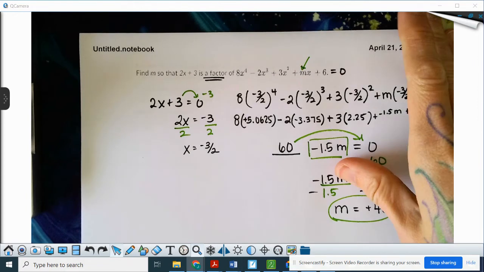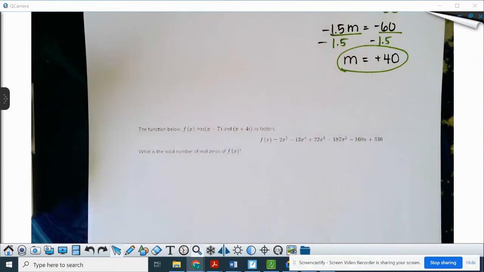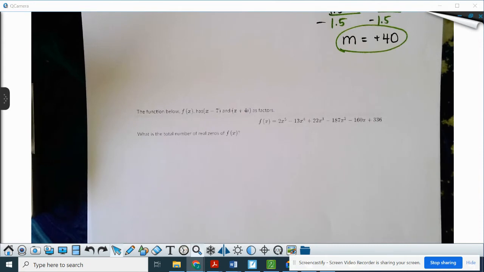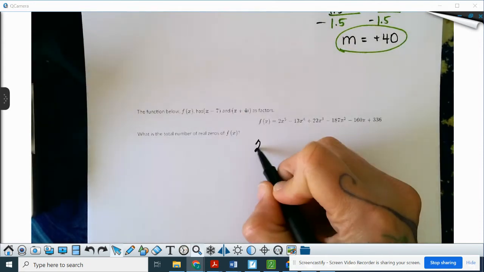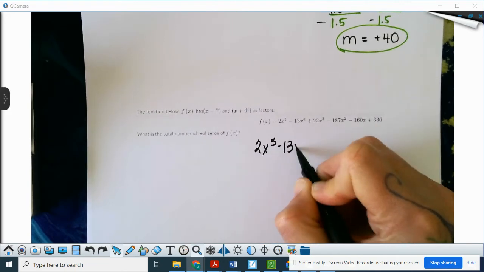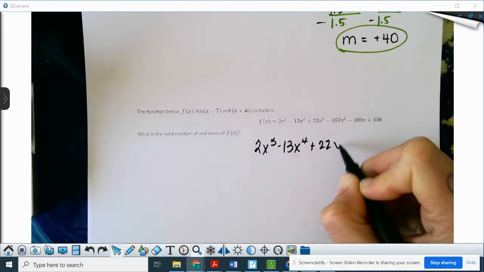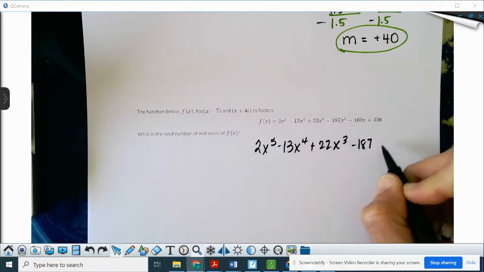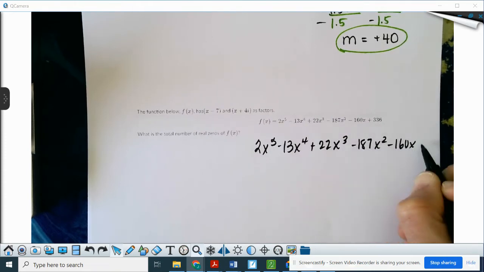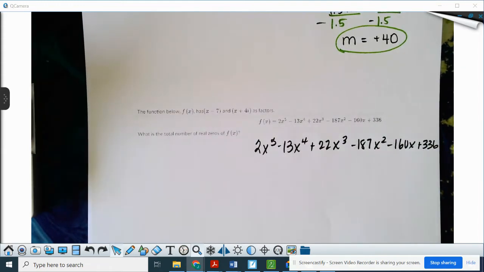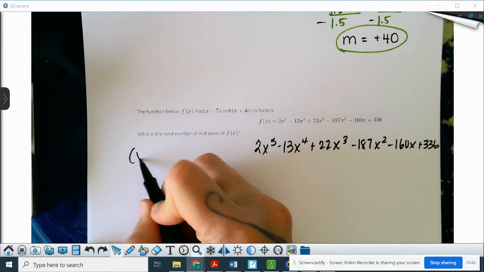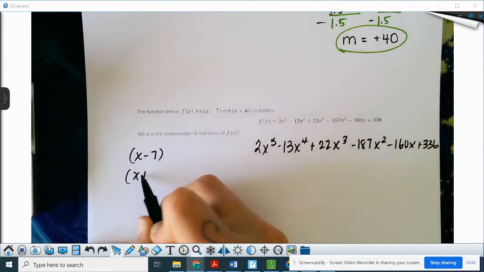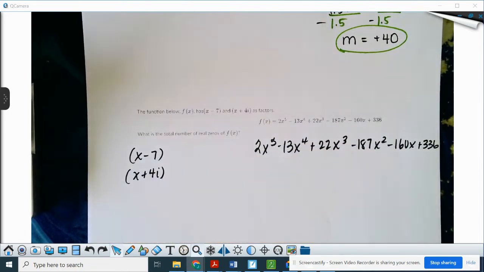All right, so again, this is one of those ones that for your best answer you're probably going to graph in Desmos again. So 2x to the 5th power minus 13x to the 4th plus 22x to the 3rd minus 187x squared minus 160x plus 336. Now it says that I have a zero at x minus 7 and at x plus 4i, or it actually says that they are factors. Those are the factors. If I solved it, they would be zeros, like set them equal to 0.